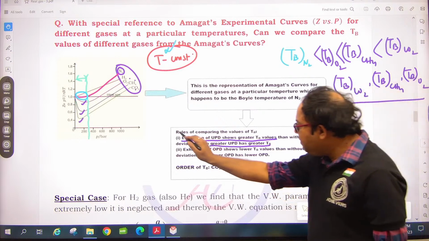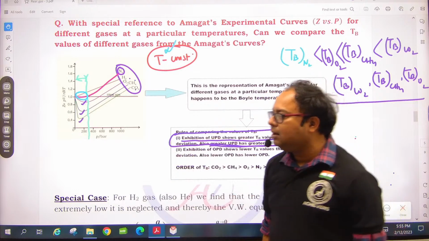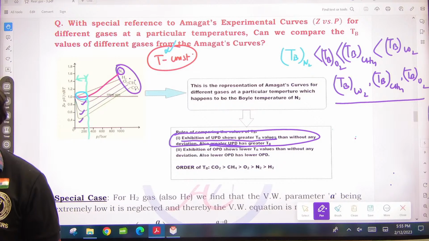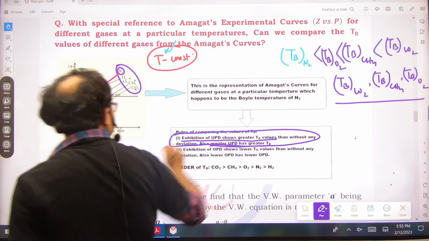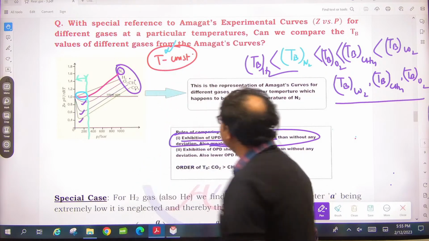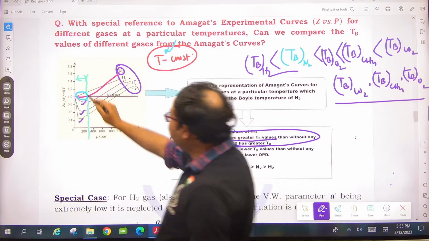So if you remember rule number 1, then rule number 2 is quite evident. The one showing OPD will have lower TB, so TB of hydrogen is lowest over here. Done. So I hope you have understood this one.